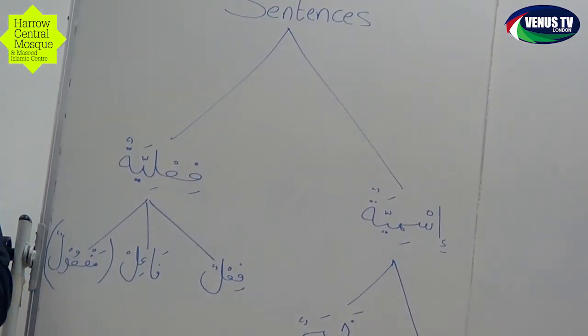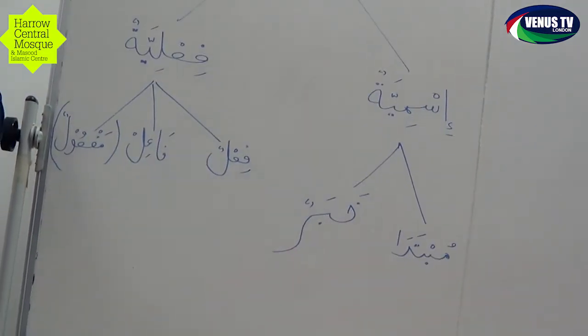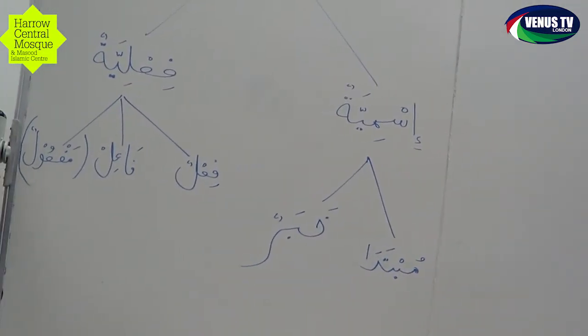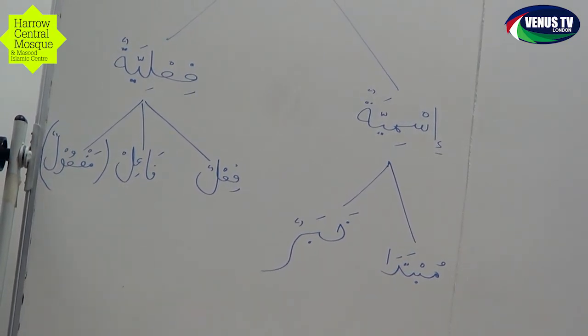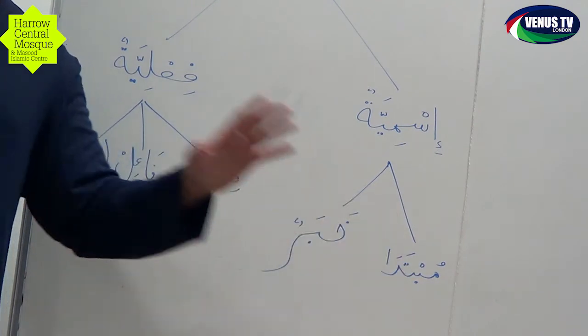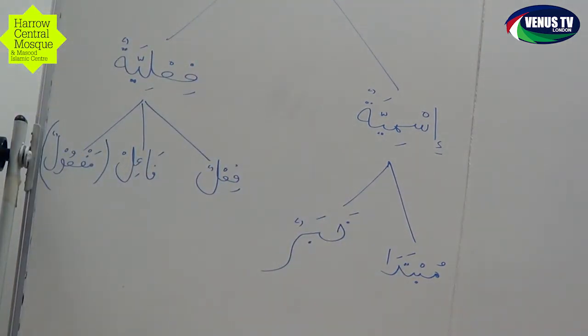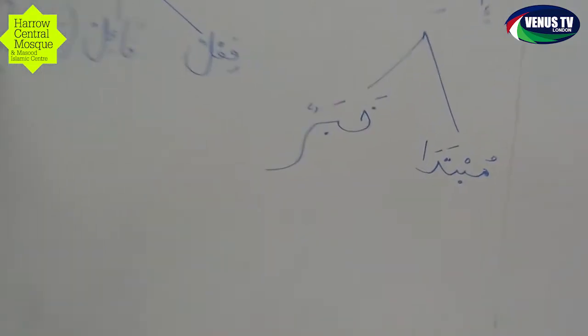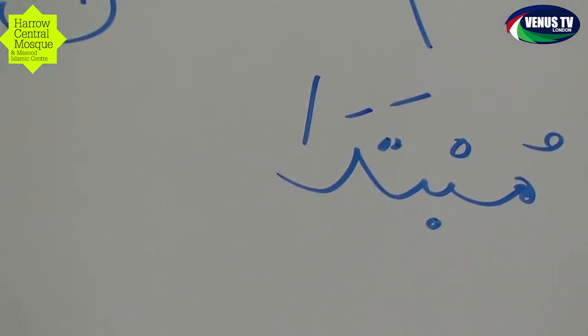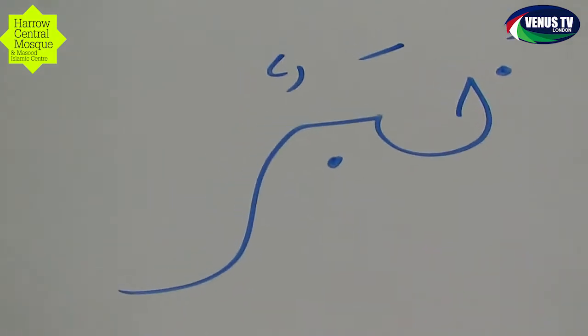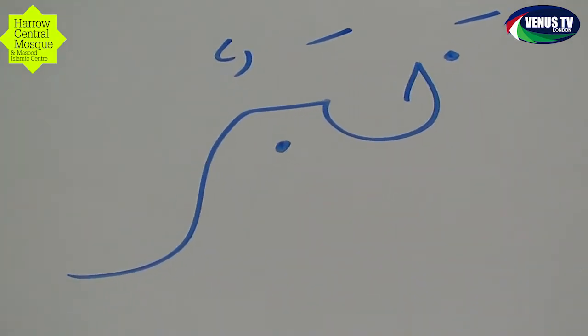Jumla ismiya has to have two important components in order for it to be complete. For a nominal sentence to be complete, it has to have two fundamental components for it to make sense. Component number one is what we call mubtada. Mubtada we could just understand as an introduction, the introduction to the nominal sentence. And khabar is the information of the sentence.